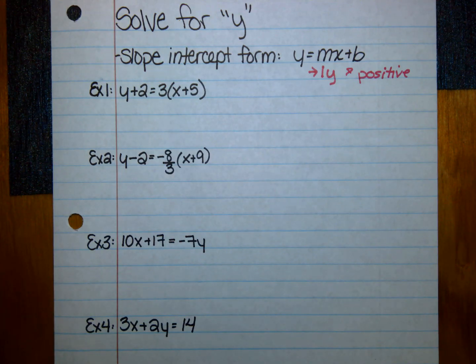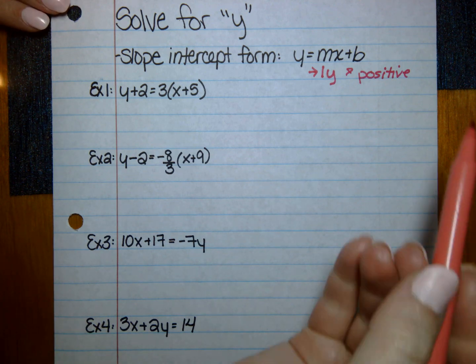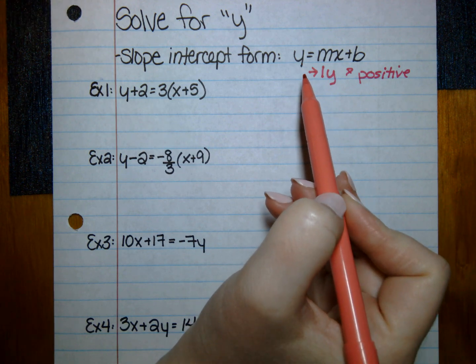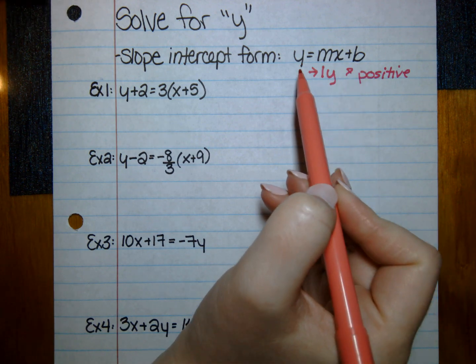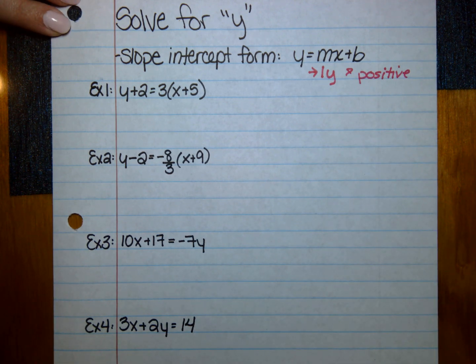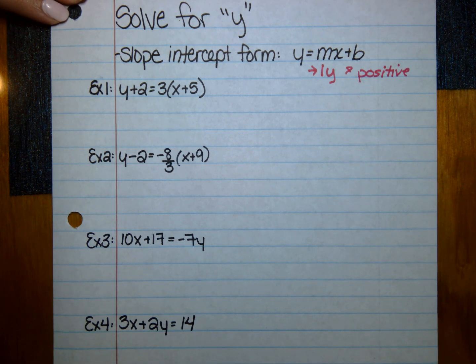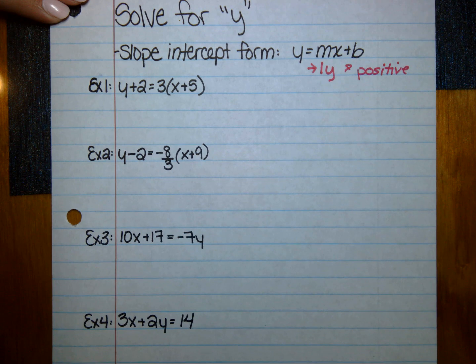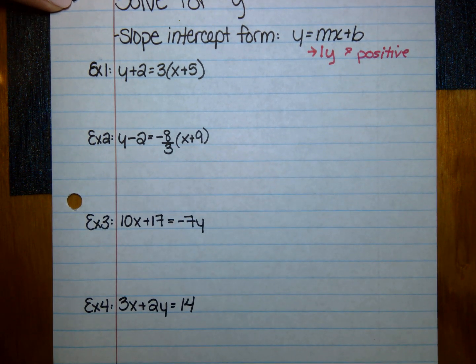Solve for y. So the whole point of solving for y is so that we get our equation into slope-intercept form. Slope-intercept form is y equals mx plus b. When we get it into this format, it's going to make graphing equations on the coordinate plane much easier. So we're going to practice rearranging equations that we could see in order to get our y by itself.